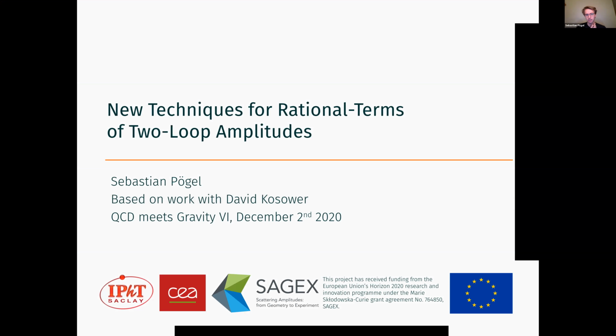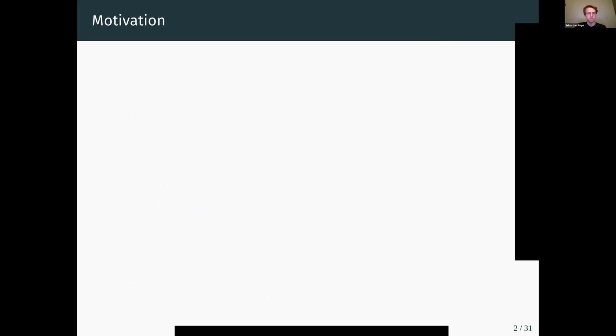So this is based on work with David Kosower, and we're looking at techniques for the computation of rational terms of two-loop amplitudes. Just as a very brief motivation for the things we are doing.